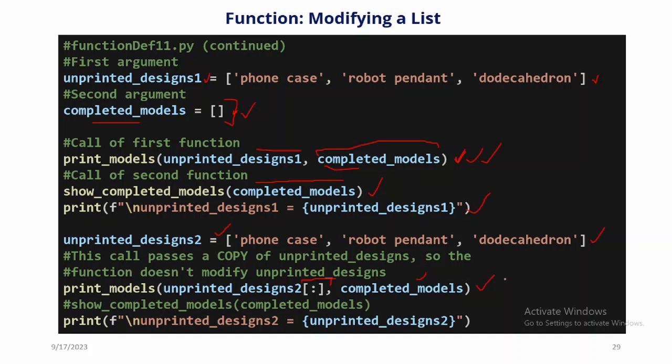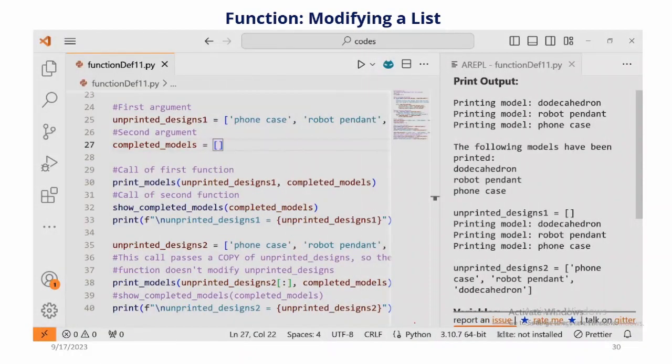So when we say show completed models, if we uncomment this out, it's going to show completed models, and if we print unprinted designs, it's going to print everything that you still have here. The list has not been emptied. Why? Because we passed the copy. Now when you run the program, this is what the output looks like.